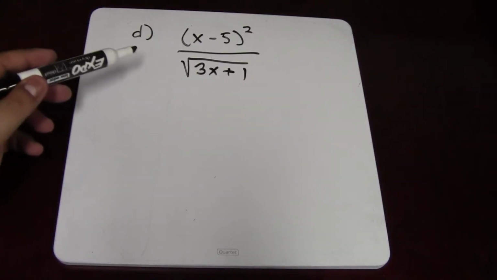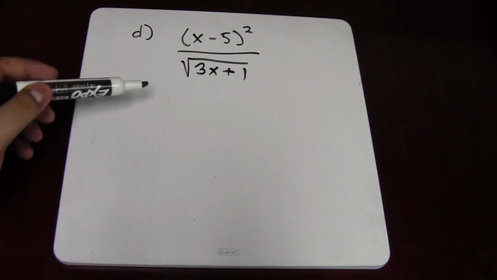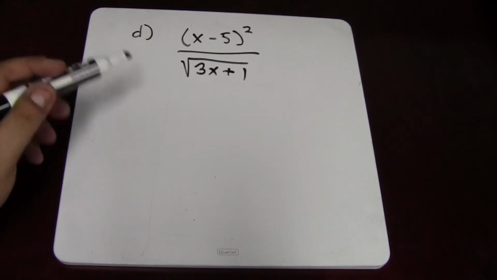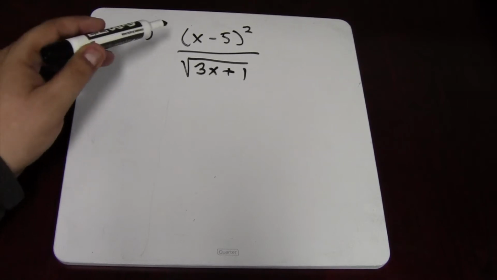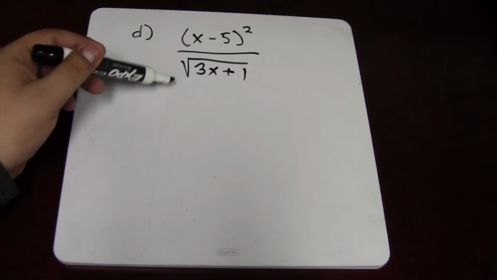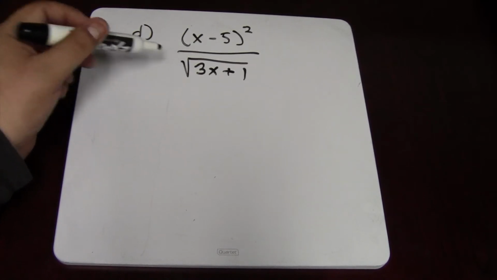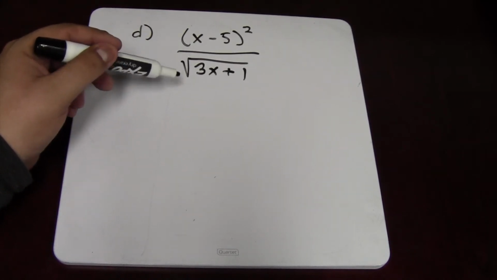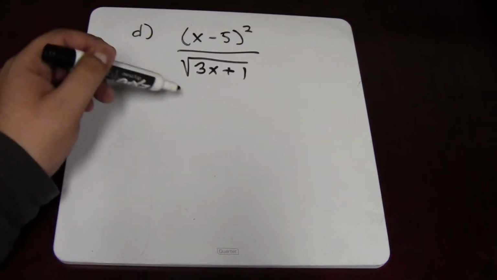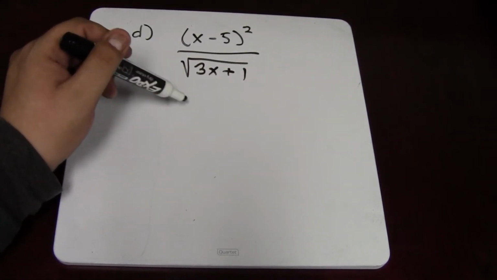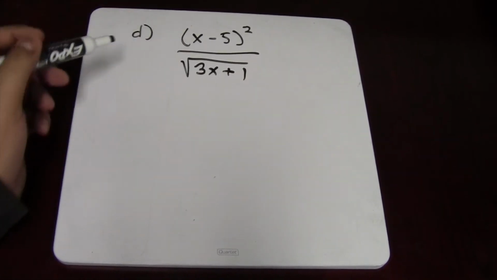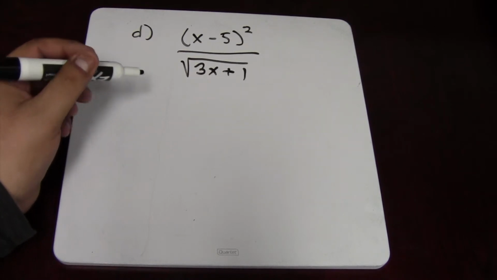Okay, here is letter D of our 5 problems that we're covering. In this case, we have a rational function, and in the denominator itself, there's also a square root. So what we know from this is that the square root, this thing down here, cannot equal 0. At the same time, what's inside the square root cannot be negative.